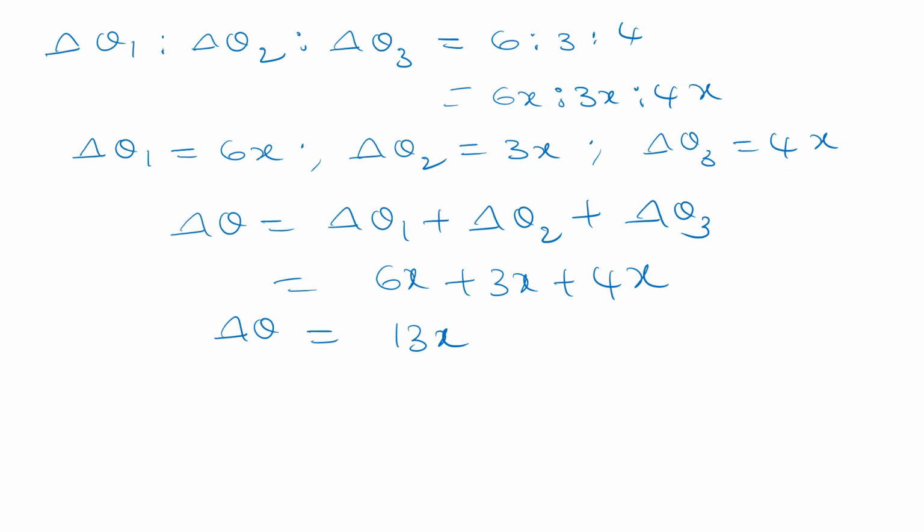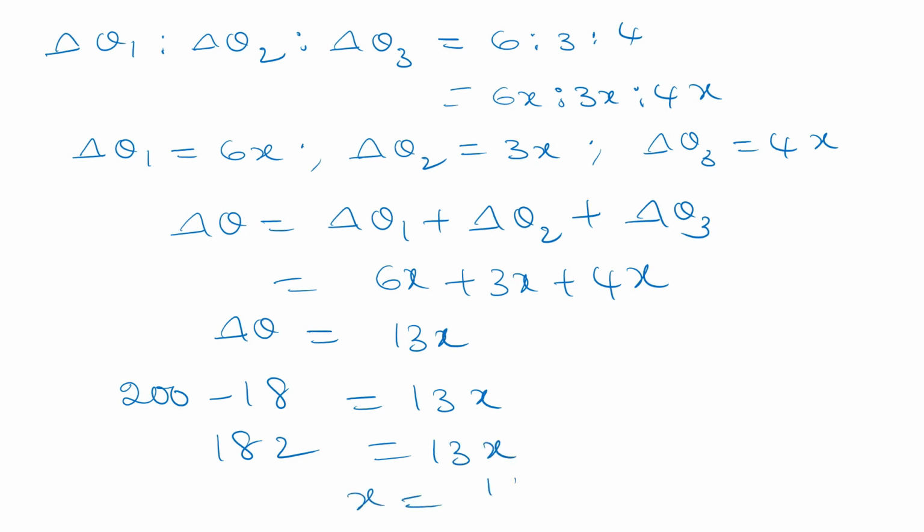Delta theta nothing but they given the temperatures are 200 degree centigrade and 18 degrees centigrade. So the temperature difference 200 minus 18 is equals to 13x. 200 minus 18 182 is equals to 13x. So x is equals to 182 by 13, that is equals to 14 degree centigrade.